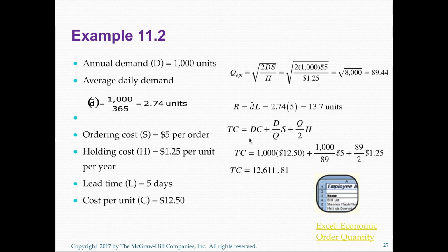Next, to compute the total cost of this order, likewise substituting these values into the formula, the total cost equals annual demand 1000 times cost per unit 12.5, plus annual demand 1000 times ordering cost 5 divided by Q sub opt 89, plus half of Q sub opt 89 times holding cost 1.25, which is 12,611.81 in this case.